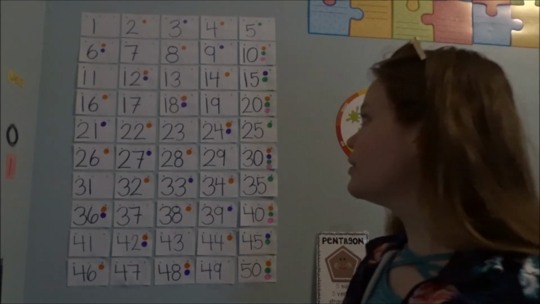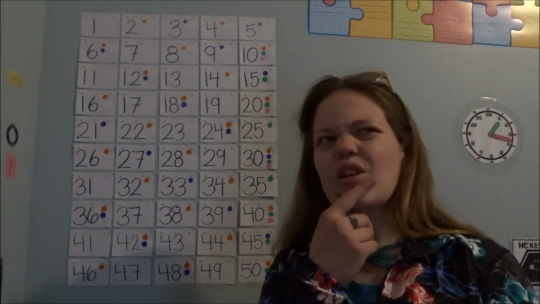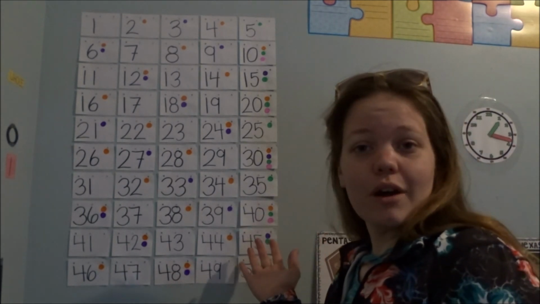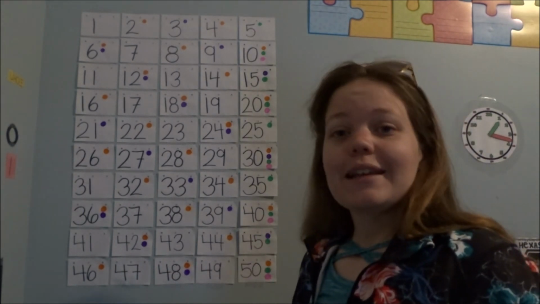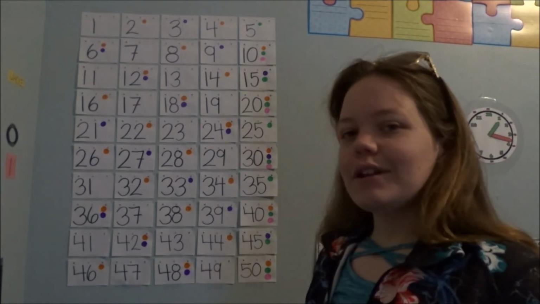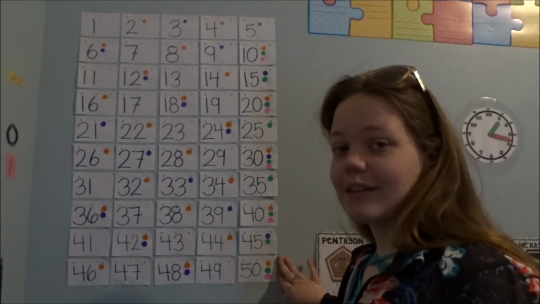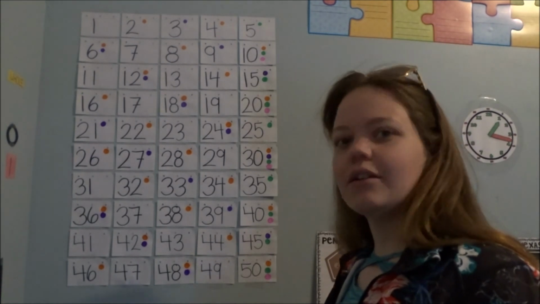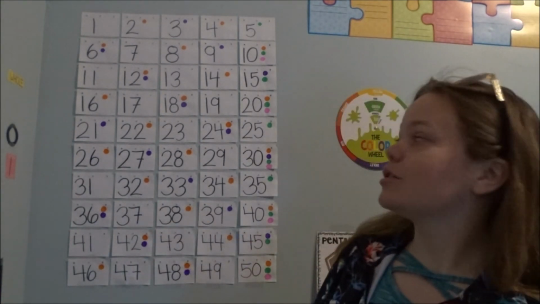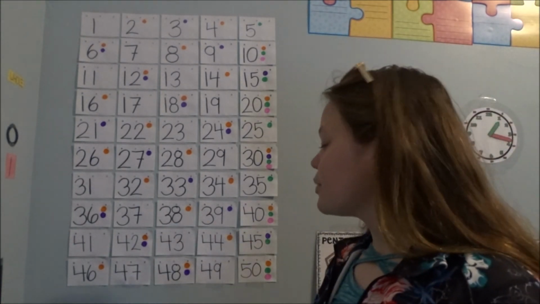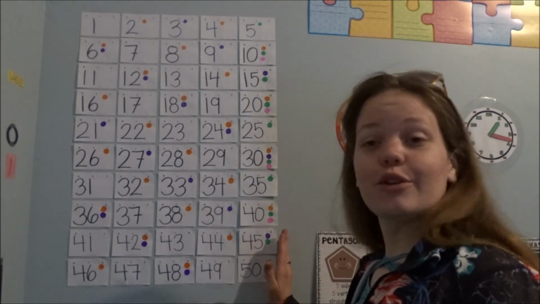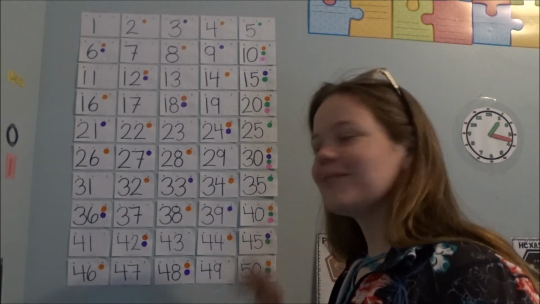Okay, so now you might be wondering, Mrs. Mount, why doesn't your 100s chart go to 100? Well, my house is big, but not really that big, and we have a lot to fit in this space. So we went to 50, and then anywhere past there, we would just double it, or times it by 2, or add it to itself. But yeah, so we're going to stay just to 50 for the purposes of this video, though.